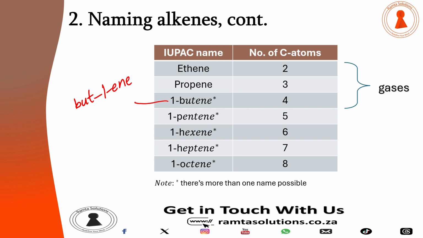So while we are on the names of alkenes, the first 3 alkenes are gases at room temperature, and the rest are liquid at room temperature. I repeat, the first 3 are gases at room temperature, and the rest are liquids at room temperature. Okay, perfect.